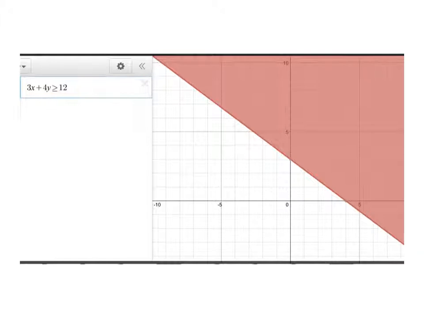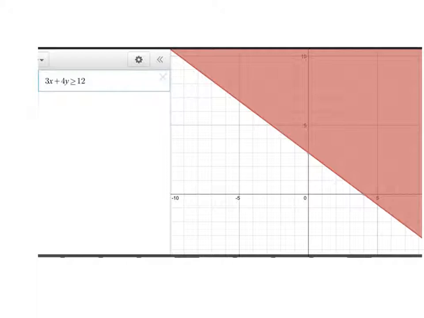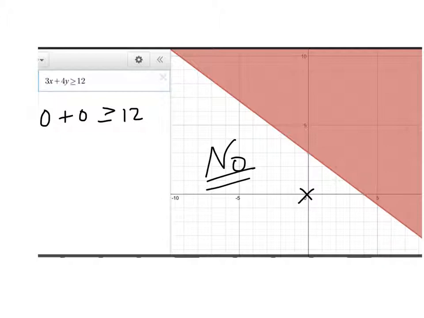That means, can you find me combinations of numbers for x and for y, where if you put those numbers into the equation, the number will always be greater than or equal to 12. And this has already been shaded for you, but let's do some tests and see what happens. So let's pick 0, 0 as a point to test. If I put in 0 plus 0 greater than or equal to 12, is that true? Well, of course not. You'd rather have $12 than $0, wouldn't you? So this side doesn't work.